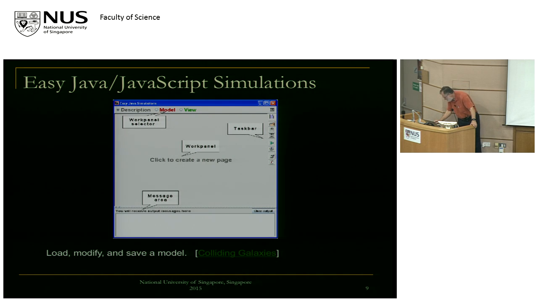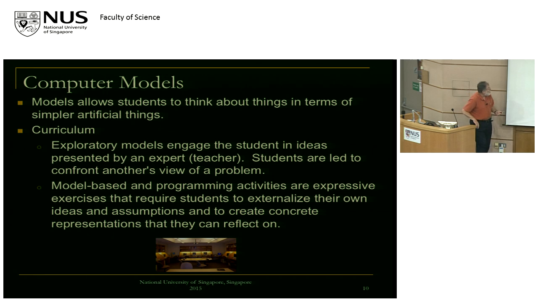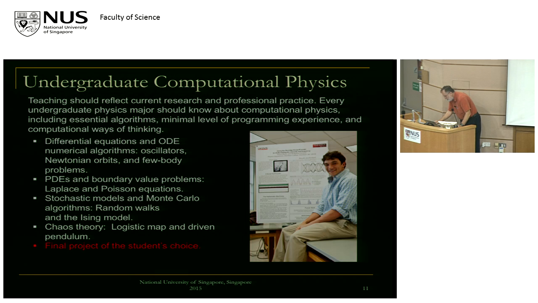Okay, so that's how we use EJS. Computer models really are wonderful things. They allow students to think about things in terms of simpler artificial things, because they have to abstract the real world into this computer code abstraction. Exploratory models engage the student in ideas presented by an expert, me. I assign homework problems and exercises. But in the end, the modeling and the programming activities are really expressive exercises that require the students to put in their own ideas and assumptions and create concrete representations of their ideas that appear on the computer screen. And that's why I think it's such a powerful learning pedagogy.